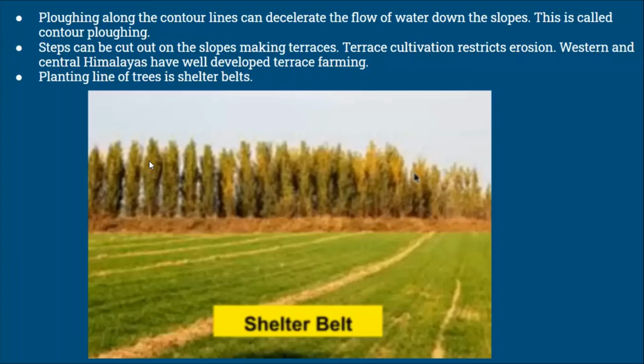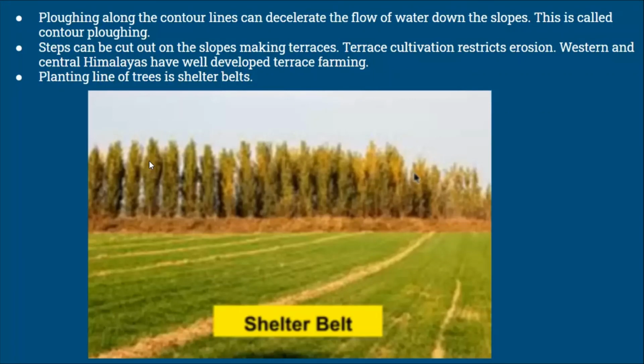type of cultivation where we can stop degradation of land. So terrace cultivation restricts what? Soil. Sorry, I said wrong. Terrace farming can restrict soil erosion. Okay. So terrace cultivation restricts erosion. So the western and central Himalayas have well-developed terrace farming. So planting lines of trees is called shelter belts. We already saw it. So shelter belts can also restrict soil erosion.